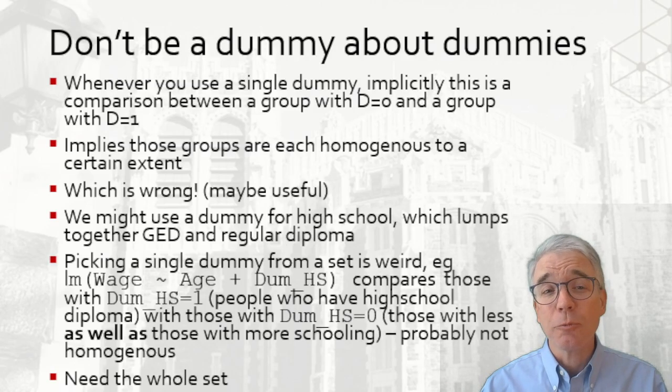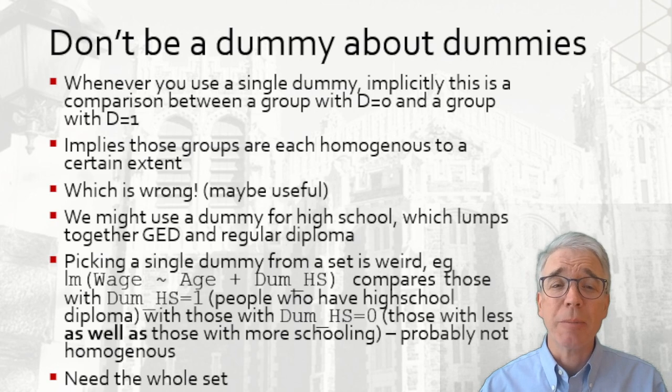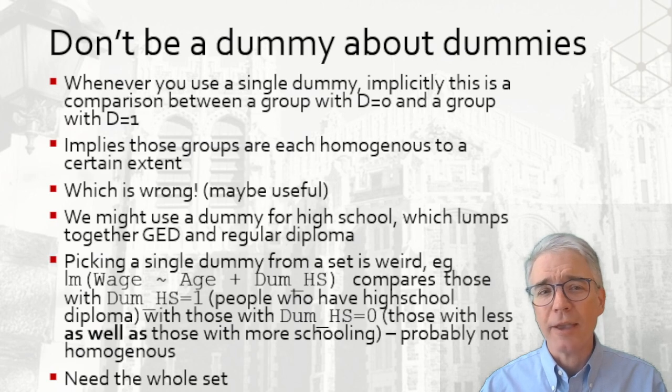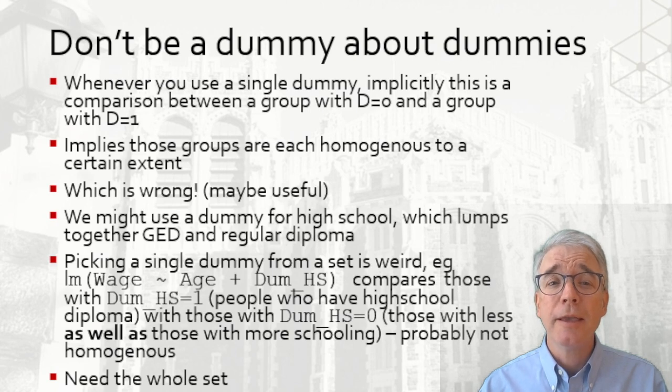So to remind you, and it's worth saying again and again, don't be a dummy about dummies. A single dummy variable is implicitly a comparison between a group with the dummy variable equal to 0 and a group with the dummy variable equal to 1. That implies those groups are each homogeneous to a certain extent. Now, obviously, that's precisely false. There's an old saying, all models are wrong, some are useful. This assumption of the two groups being homogeneous is, of course, wrong, but it may be useful. It shouldn't be too crazy wrong.